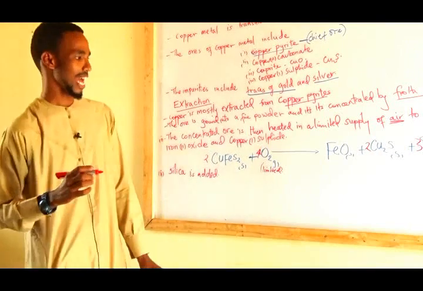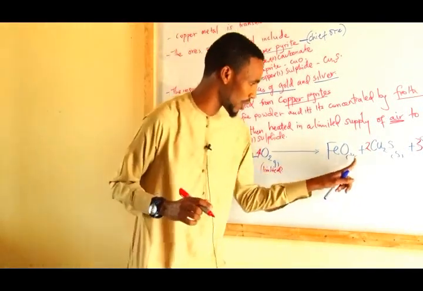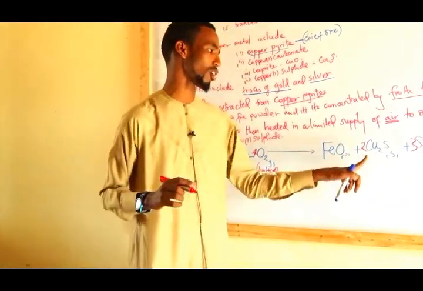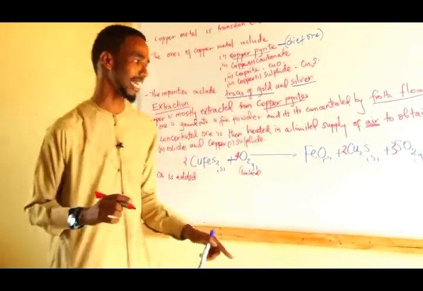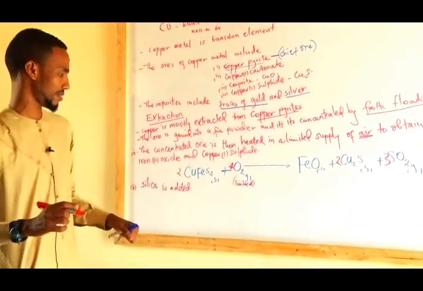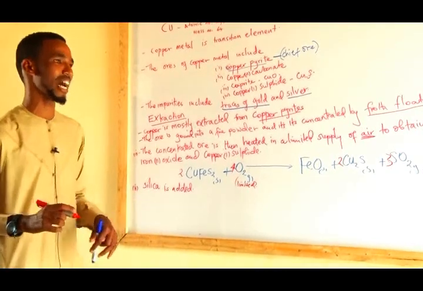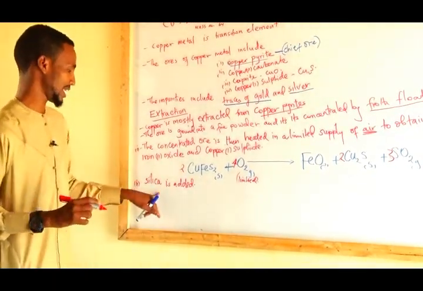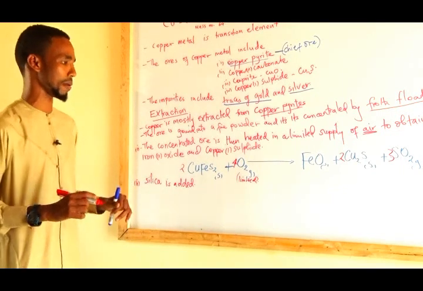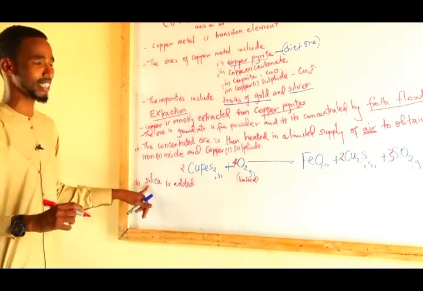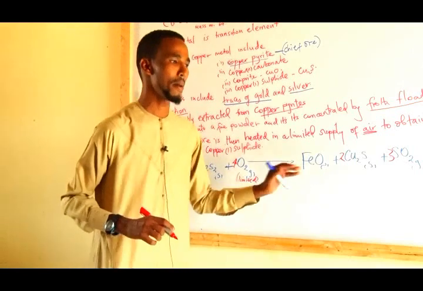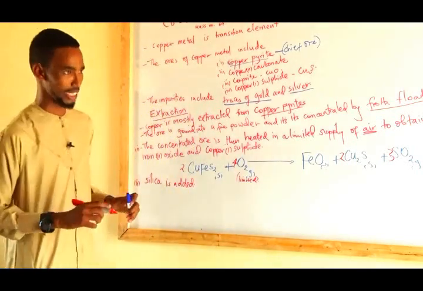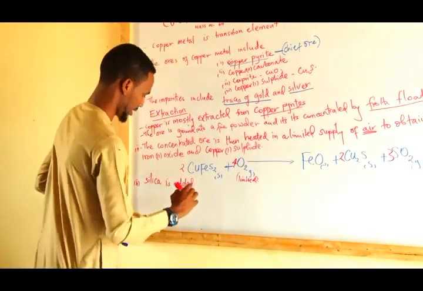Silica is added. In your mixture now, you have iron 2 oxide, copper 1 sulfide and a gas. So silica is added. Now what is the importance of adding the silica into the mixture? What is the purpose? It's because silica, being an acidic oxide, will react with the base.